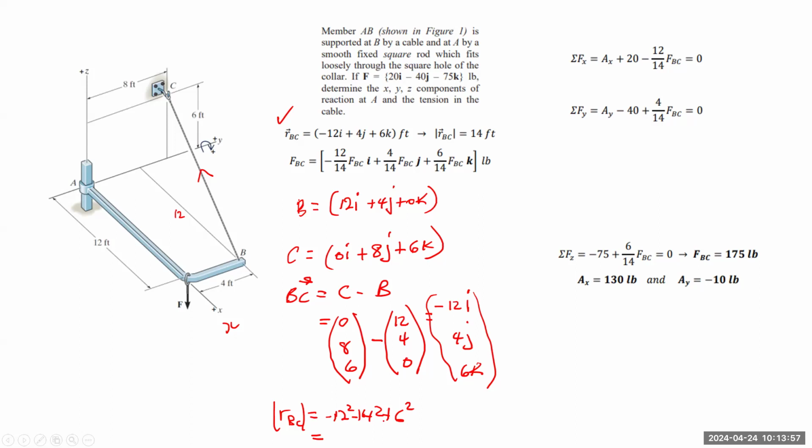When you square these, you'll get 144, plus 16, plus 36. That's supposed to give you, I think, 160 something.